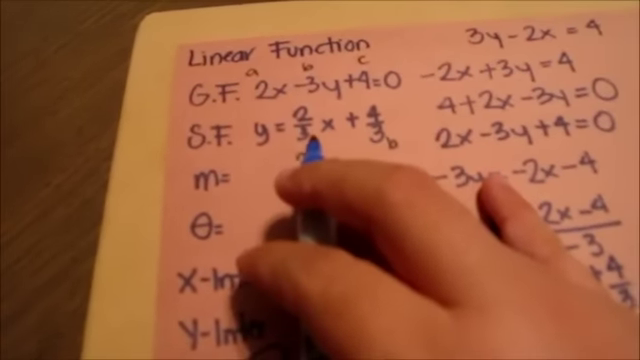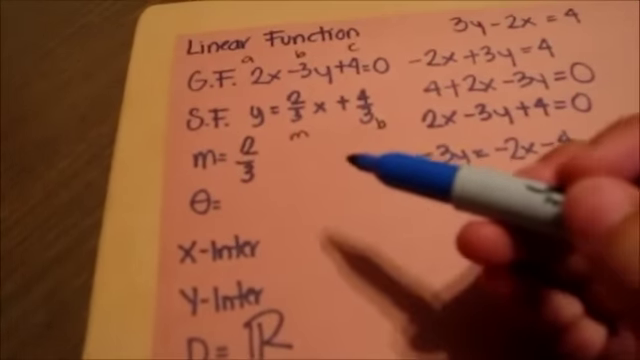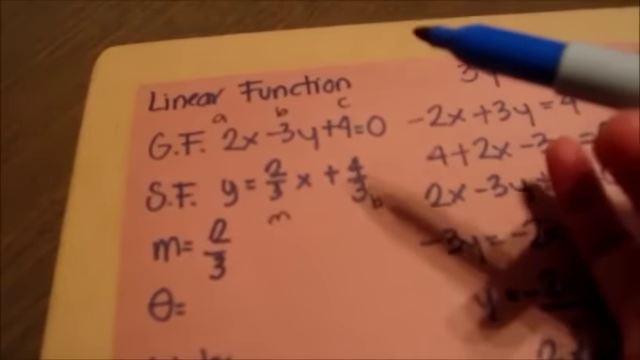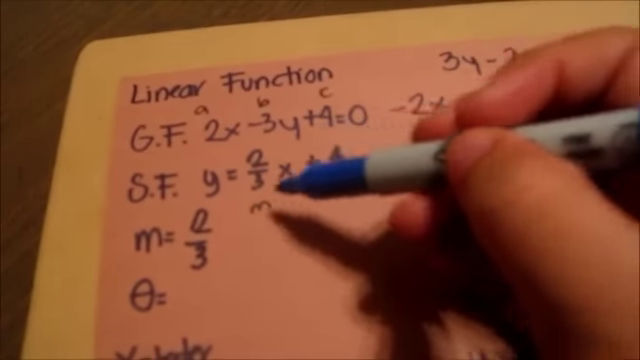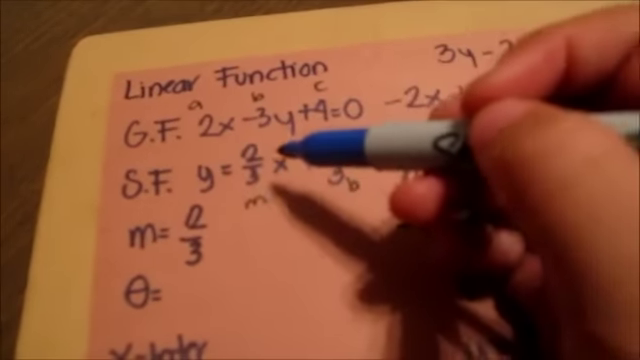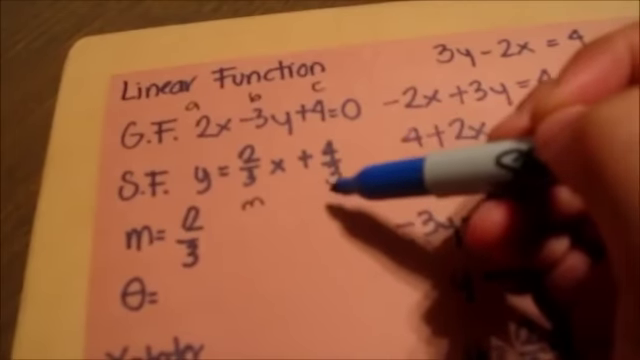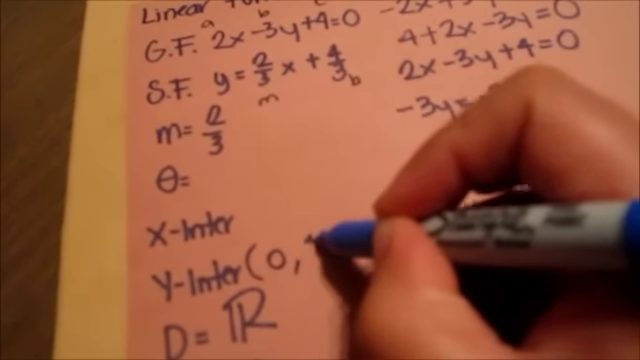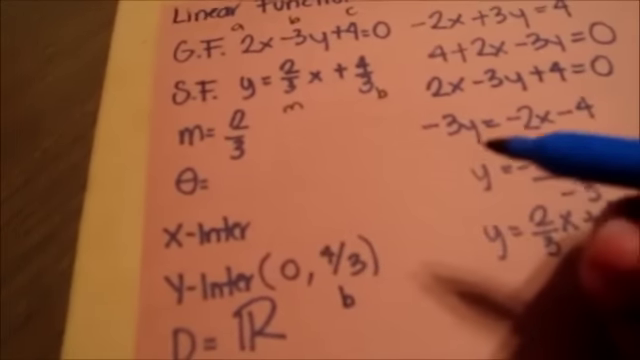Now, the m represents the slope, so your m equals 2/3. You don't have the x-intercept, we need to find it. But you have the y-intercept. The y-intercept is when x equals 0. That means that your y-intercept is your b value from your slope form. If you multiply 2/3 of 0, it's going to be 0 plus 4/3. y equals 4/3. So when x equals 0, y equals 4/3. This is the B value from the slope form.